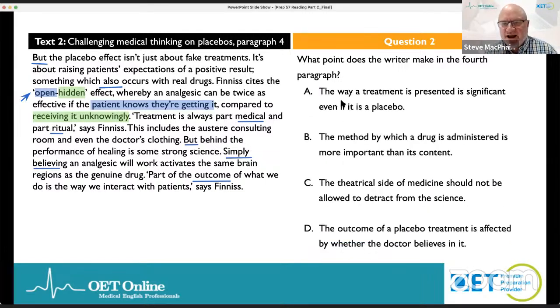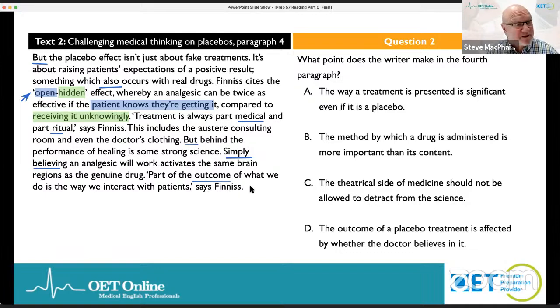Okay, let's look at A. The way a treatment is presented is significant even if it's a placebo. Sounds a bit odd, doesn't it? What do you think, everyone? Could it be A? The way a treatment is presented is significant.